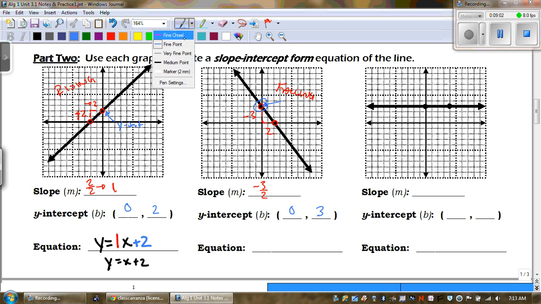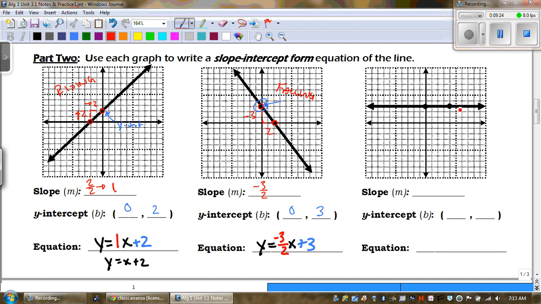So when we write our equation, we get y equals negative 3 over 2x plus 3. Okay? Okay, the next one.